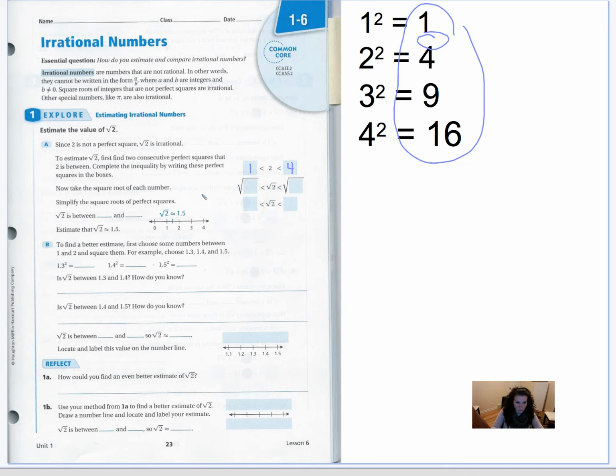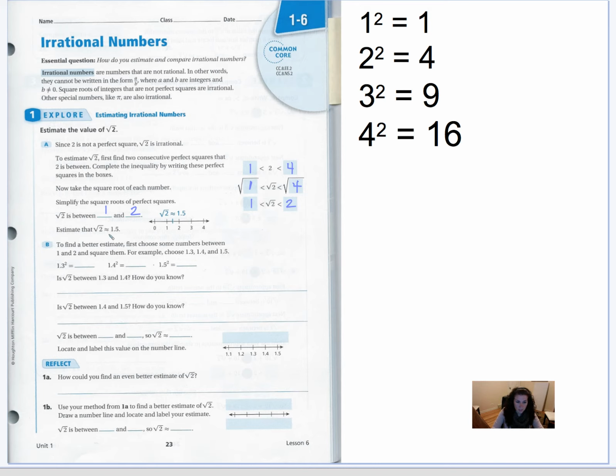Now, take the square root of each number. So we're filling in the same number here because we'll take the square root of 1 and we'll take the square root of 4. Simplify the square roots of perfect squares. The square root of 1 is 1 and the square root of 4 is 2 because remember we just go in reverse. So the square root of 1 would be 1 and the square root of 4 would be 2. Okay, now the square root of 2 is between 1 and 2 because that's what we just calculated.